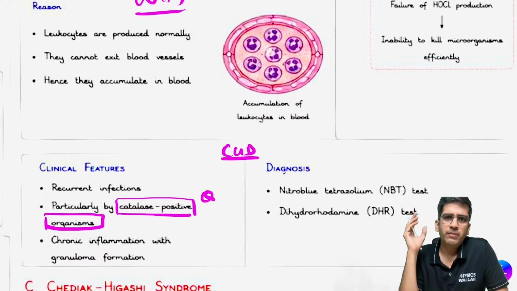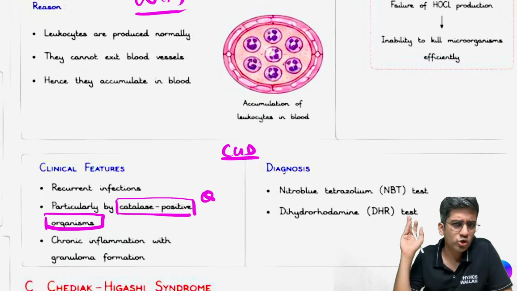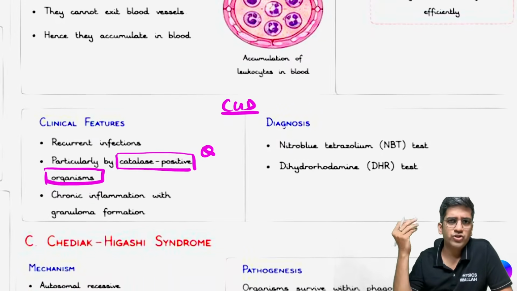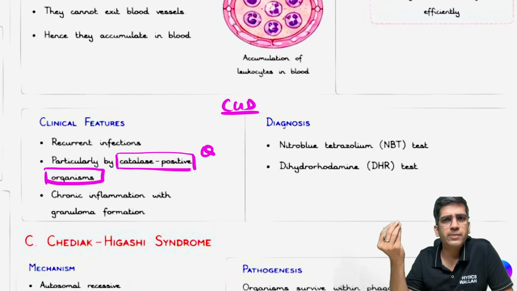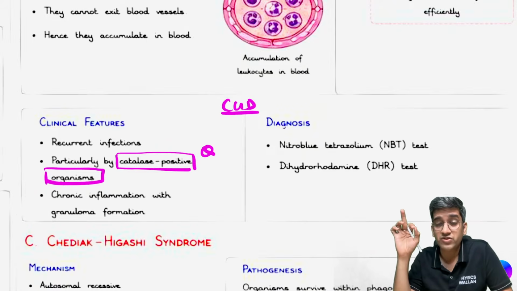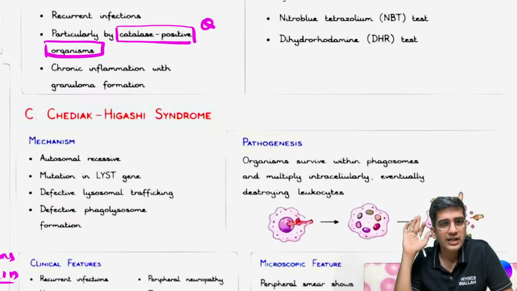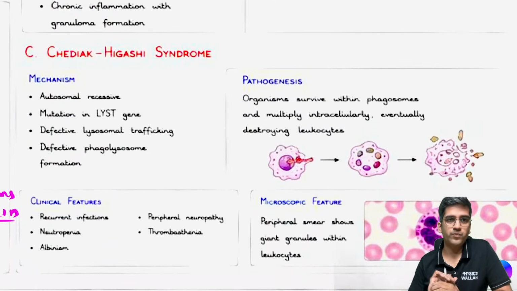Okay. I have tests for them. I have the dihydrorhodamine test and the nitroblue tetrazolium test to diagnose them. And also sometimes you can even assay the NADPH enzyme and say it's less or not present. It's chronic granulomatous disease. The catalase positive is a very, very important clue. Remember them.